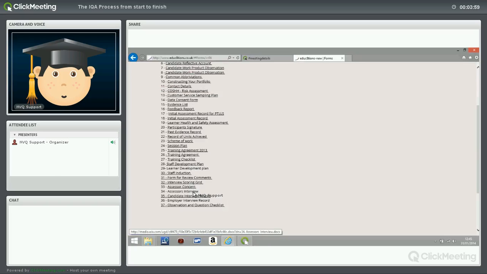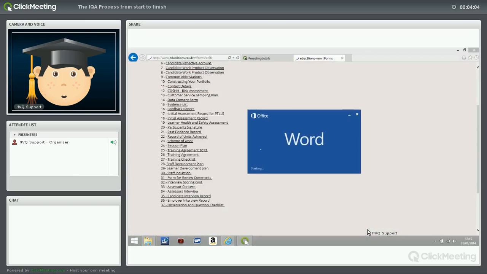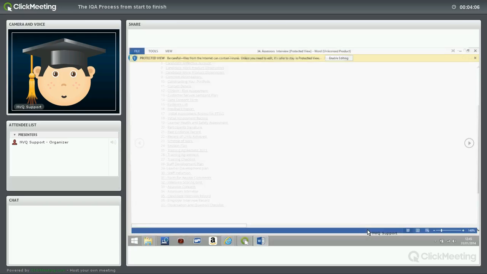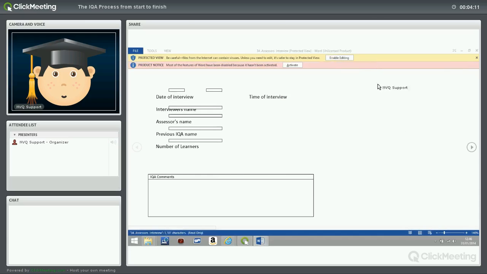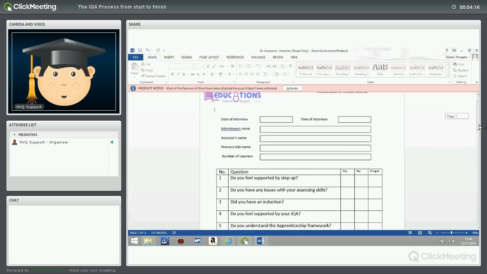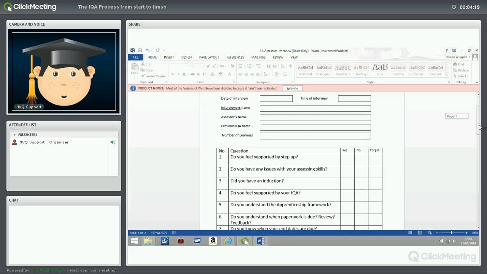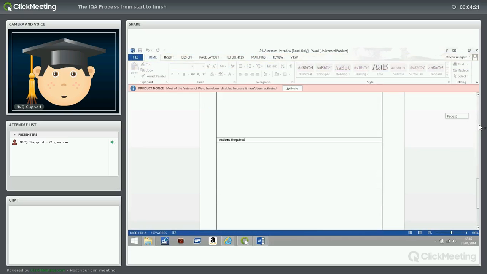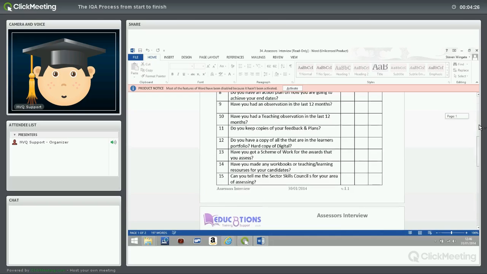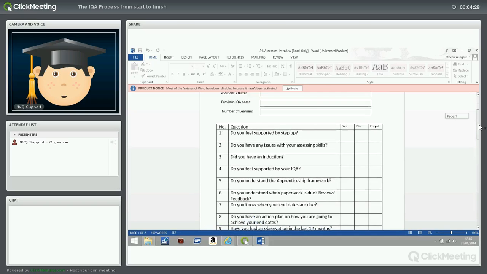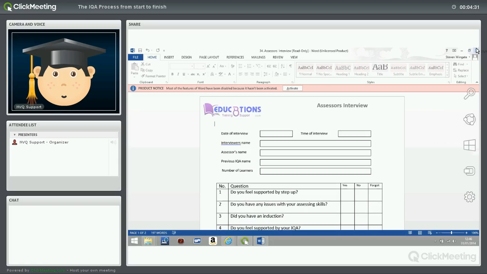The other thing that they'll do is the assessor's interview record, and in there they'll conduct an interview with you and they'll ask you some questions. Enable editing, so there we go. Here we can go through and they'll just ask you questions and they'll put that there. So it's important that you answer those properly, and they'll obviously deal with that for you.